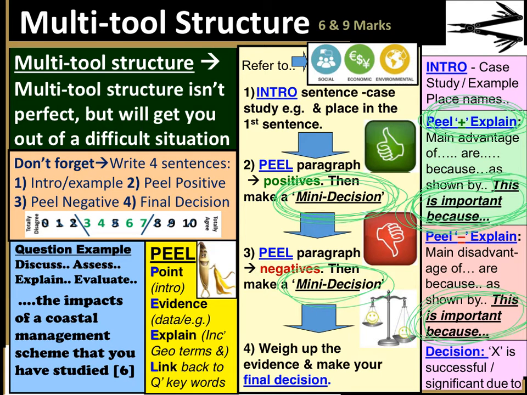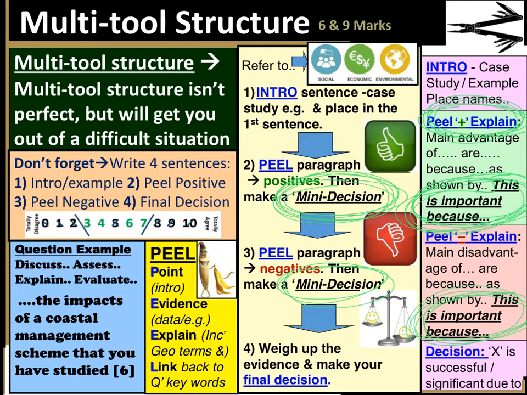Finally, you're going to weigh up the evidence and make your final decision. So in the pink box in the bottom right, it's got X is successful because. This is your final decision. Or X is significant because, and in this instance, X is your coastal management scheme that you have studied. Name a place in that.